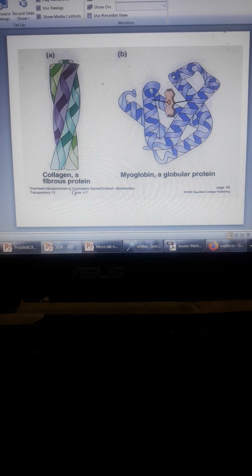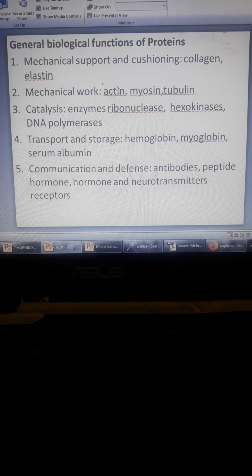Collagen fibers, for example. So collagen is a fibrous protein, the white fibers, and we have myoglobin, an example of a globular protein. We say myoglobin is an oxygen binder. Hemoglobin is the oxygen carrier, I mean. Okay, next. General biological functions of proteins. Mechanical support and cushioning: we have collagen and elastin, the yellow fibers. For mechanical work, actin, myosin, and tubulin are responsible for muscle contraction and even relaxations.